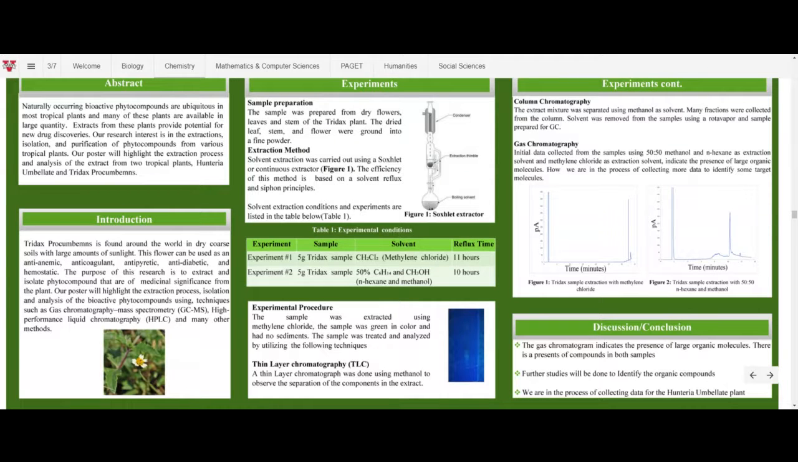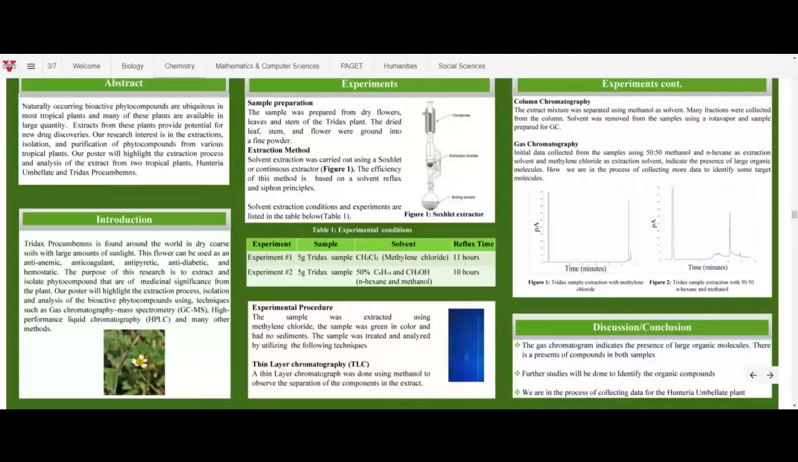We did all this over the course of days. Our focus was to first take the tropical plants, for which we used a Tridax procumbens plant, which is usually found in dry areas like Florida or South America, and we extracted them using a Soxhlet extractor. We did the first sample using a methylene chloride solution, and it took about 11 hours to extract the plant completely.